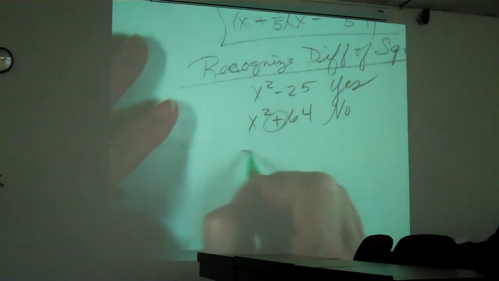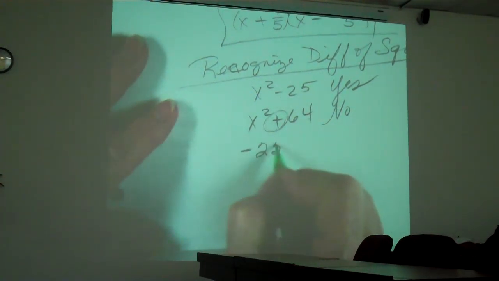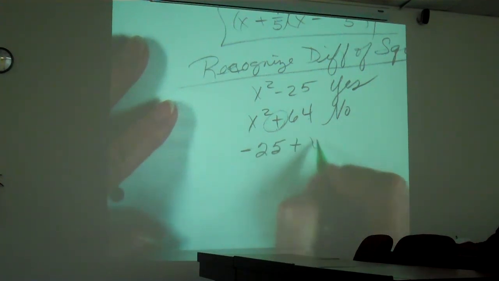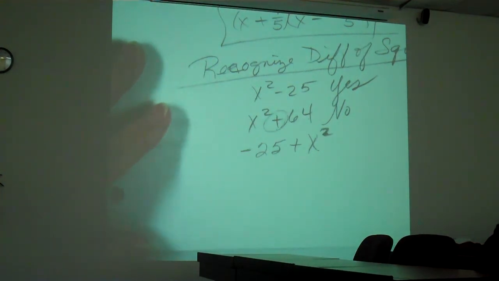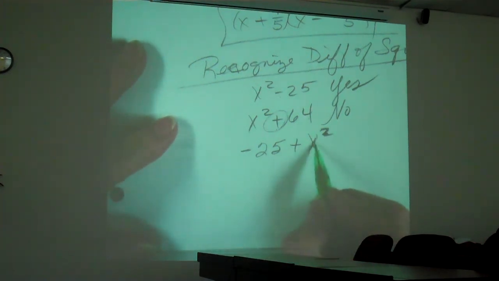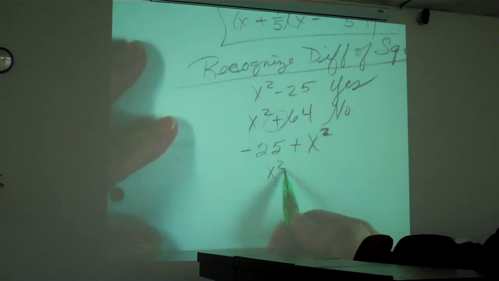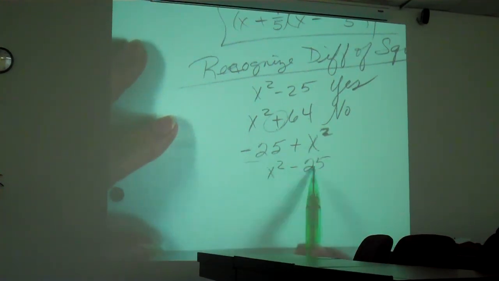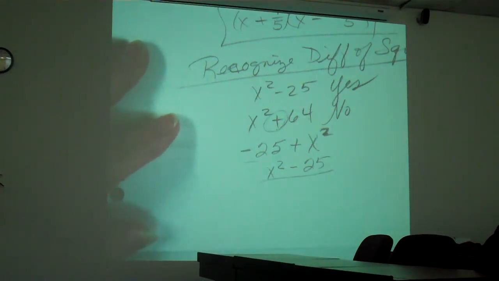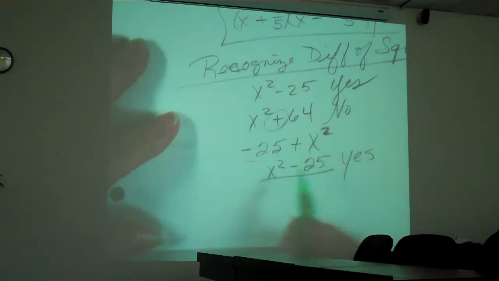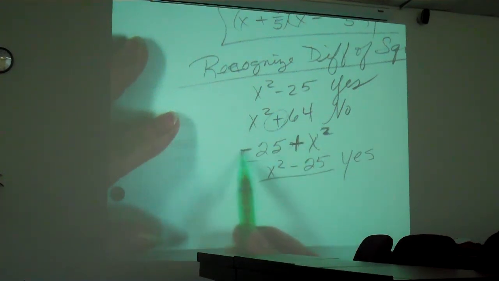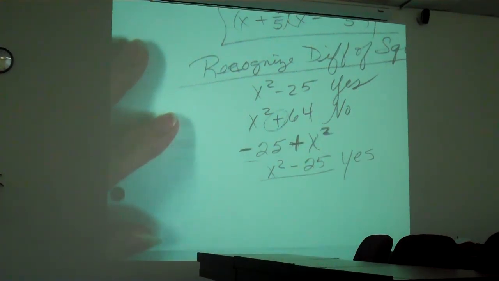Okay, how about if it says negative 25 plus x squared? Can you rewrite that as a difference of squares? You could put the x squared in the front and then minus 25 behind it. Now that's a difference of squares, isn't it? So even though it doesn't look like it because there's a plus here, there is a minus there, so it can be rewritten as a difference of squares.